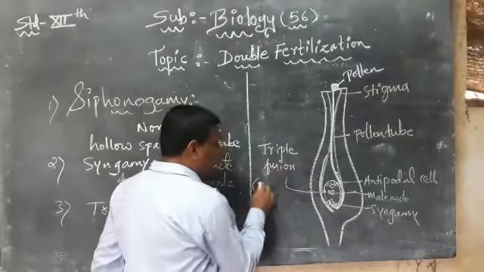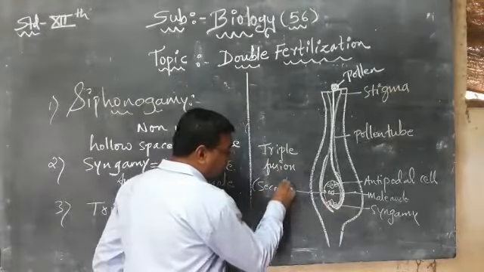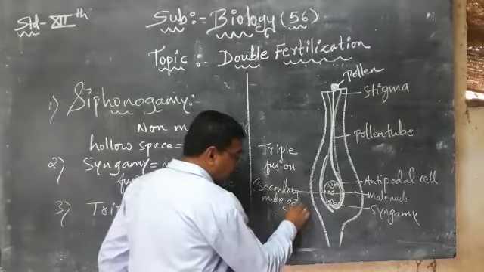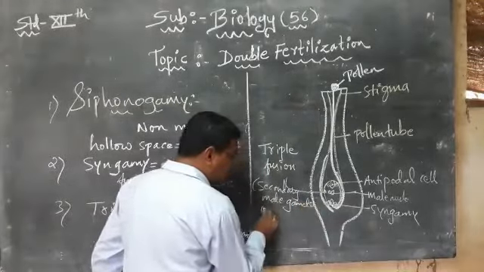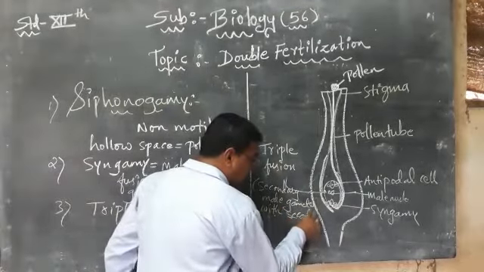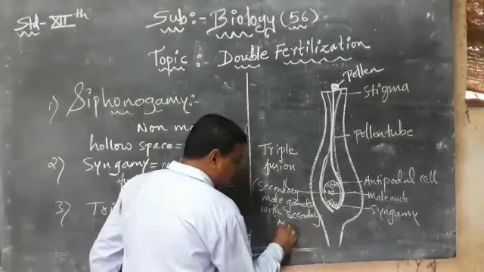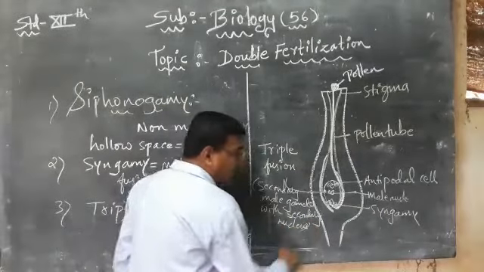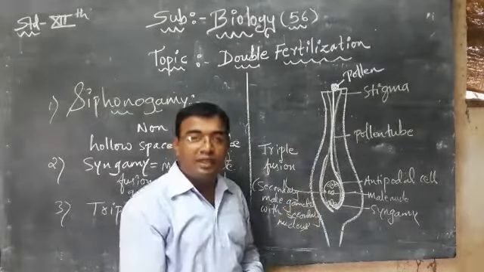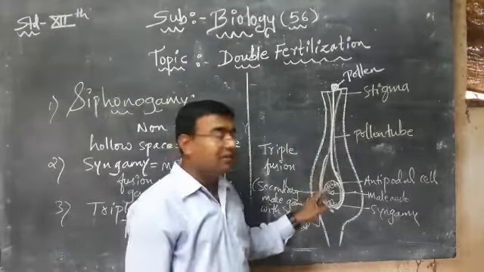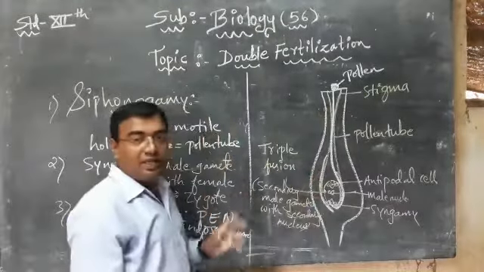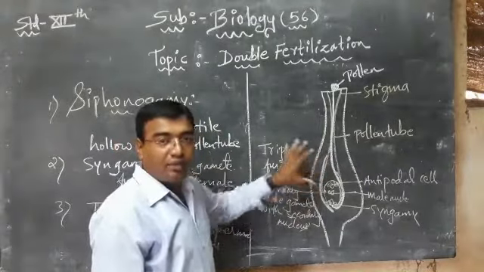We can write here: triple fusion is nothing but the fusion of secondary male gamete with the secondary nucleus. It is a very important characteristic of angiosperms. And when we are drawing this diagram, it is asked in board exam for 2 marks for labeling it, because the diagram is an important part when you are presenting the answer. The answer always needs a supporting diagram with it.